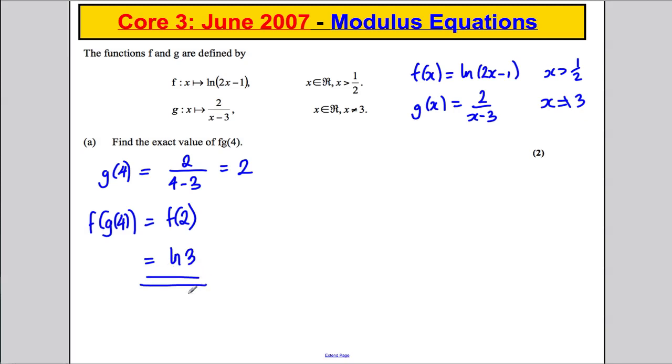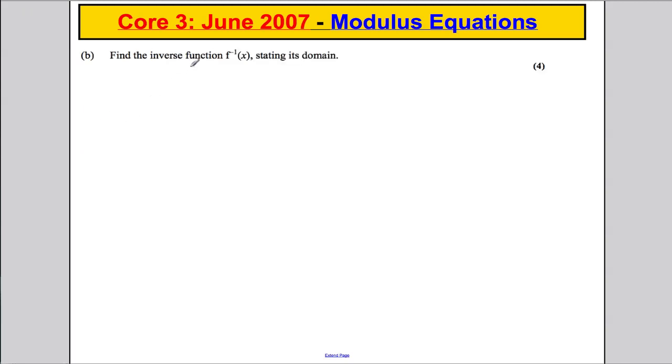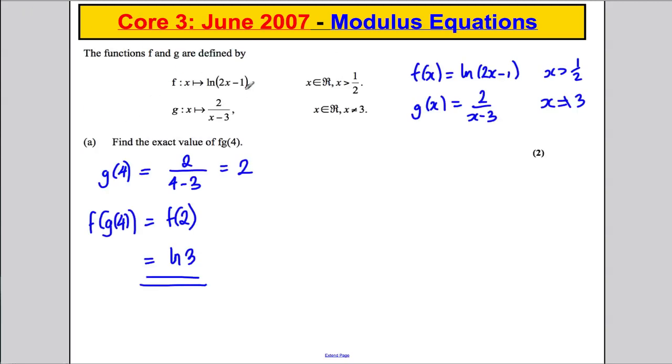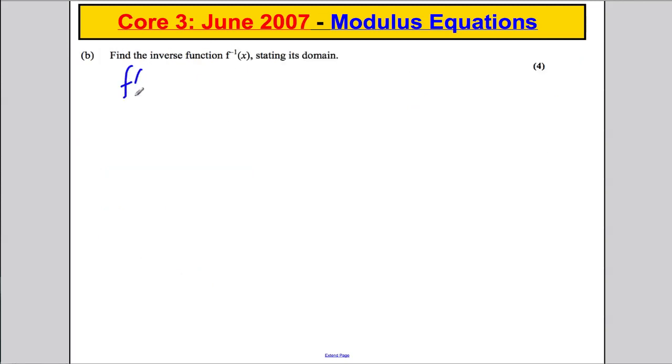Nice and simple. Part B. Find the inverse f to the minus 1 of x and state its domain. f of x is ln of 2x subtract 1. So you always let y be ln 2x subtract 1. Just remember the domain here, it was x bigger than a half.